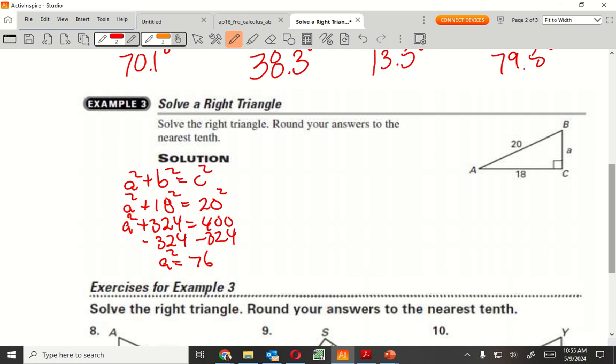Okay, and then to undo the square right here, how do I undo the square? Square root, or radical, right? So the square root of 76 is 8.7. Do you guys agree with him? So, 8.7.